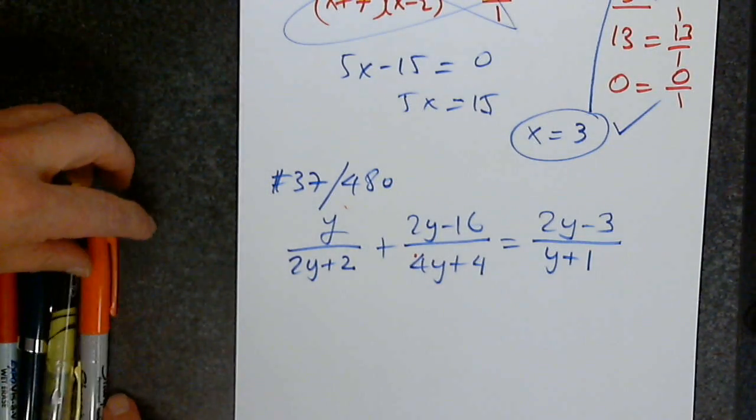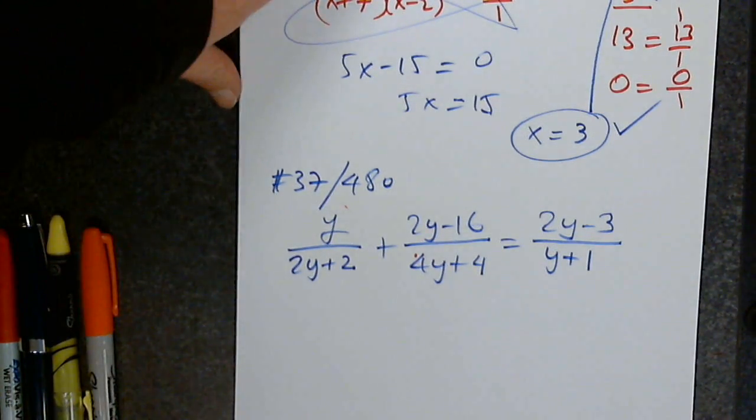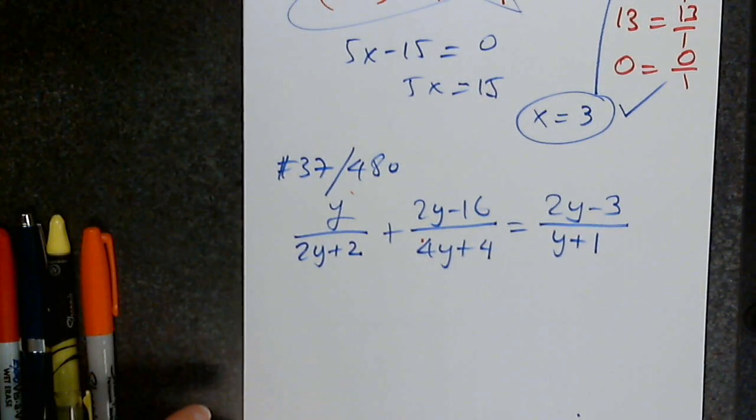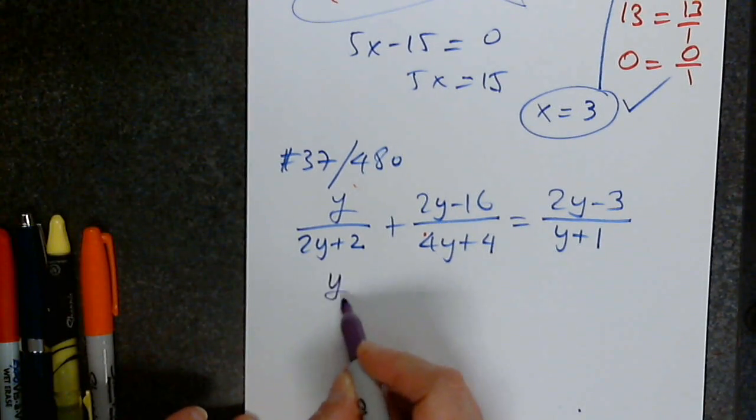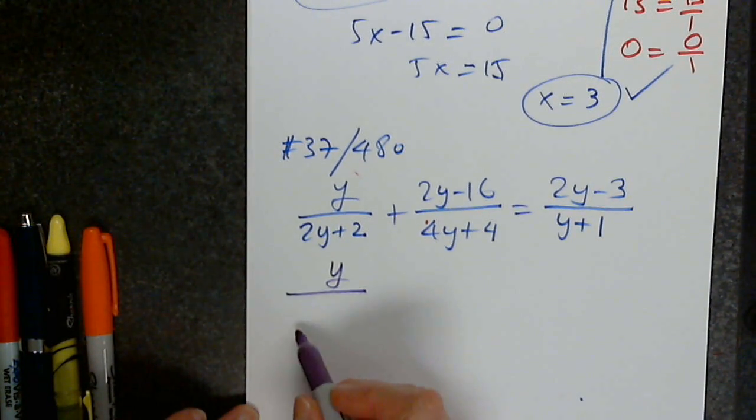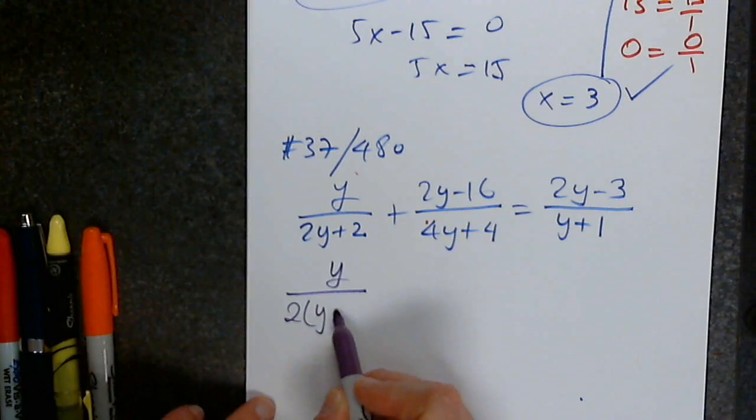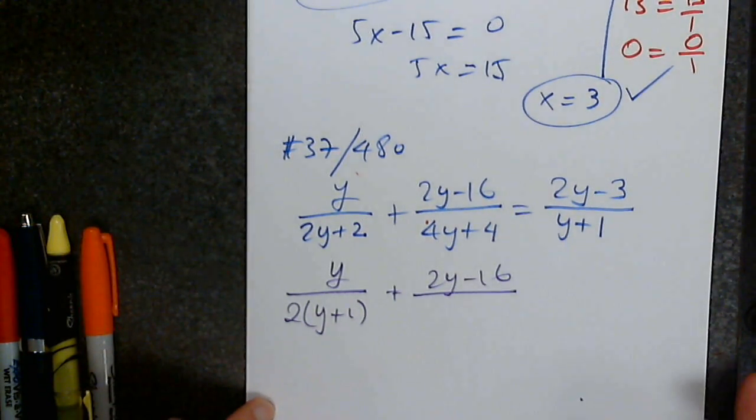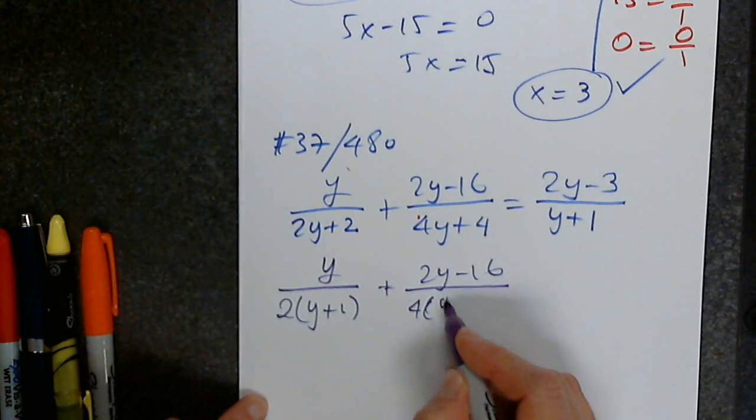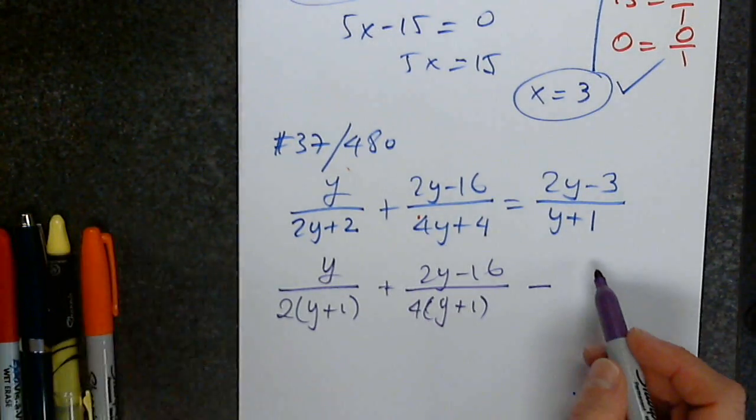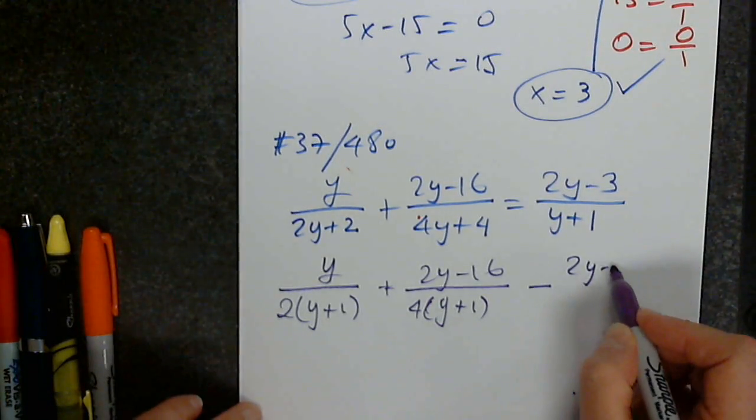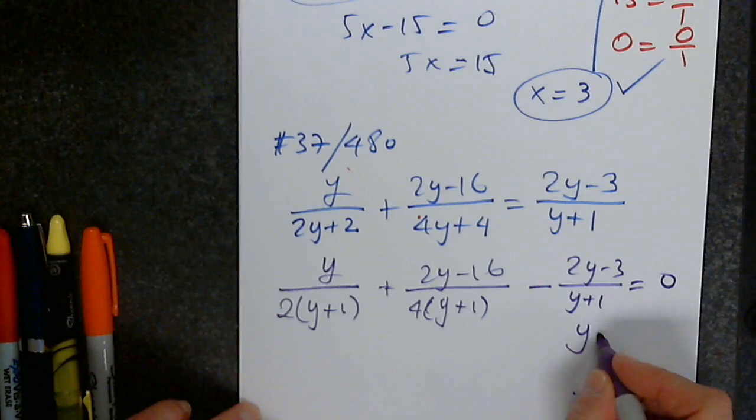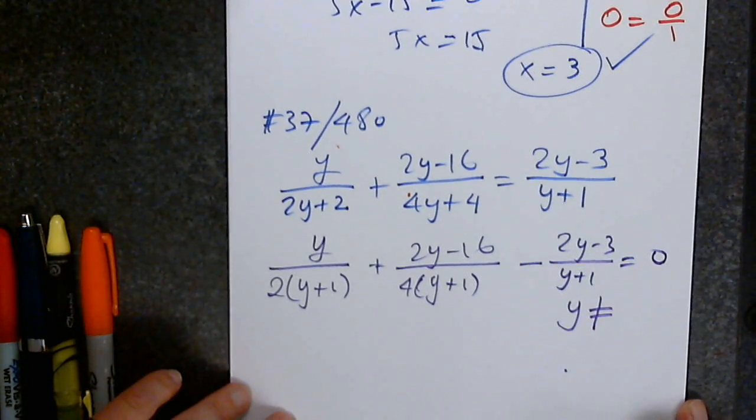Can we start this or not yet? So as the first step, can anyone dictate, please? So I have y over 2 plus 1 times y plus 1 plus 2y minus 16 over 4 times 5 minus 2y minus 3 over y plus 1 equals. The only restriction I have to write is negative 1.